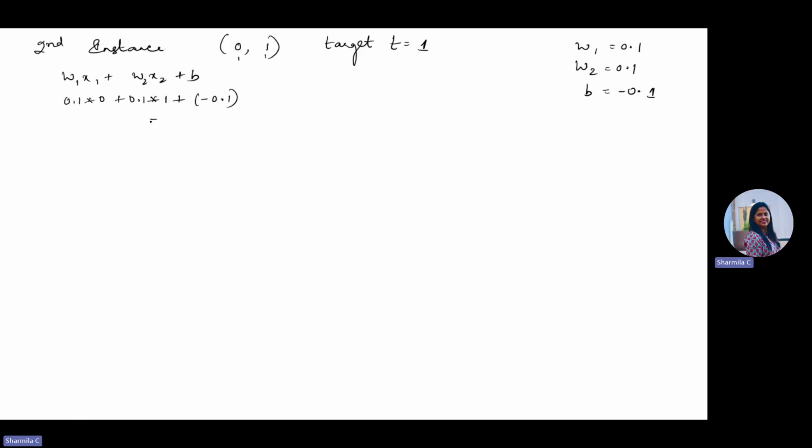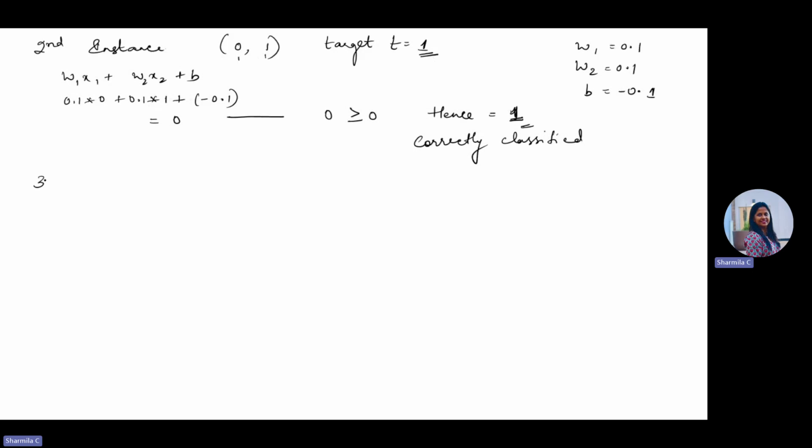So what is the answer I'll be getting? It is 0, because plus 0.1 minus 0.1 is 0. So when I send this to the activation function, 0 is greater than or equal to 0. Hence, what is the output we get from the activation function? It is 1. Now this is the obtained output. The obtained output is equal to the target output. So it is correctly classified, so no need to update the weights.